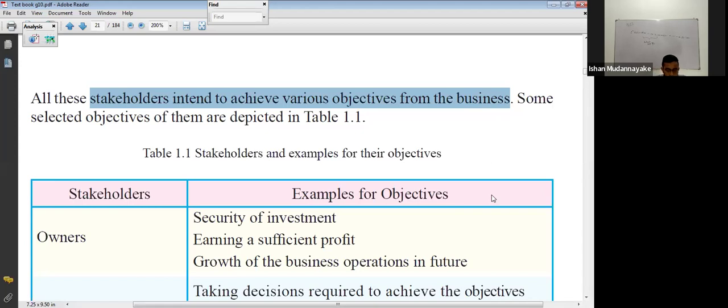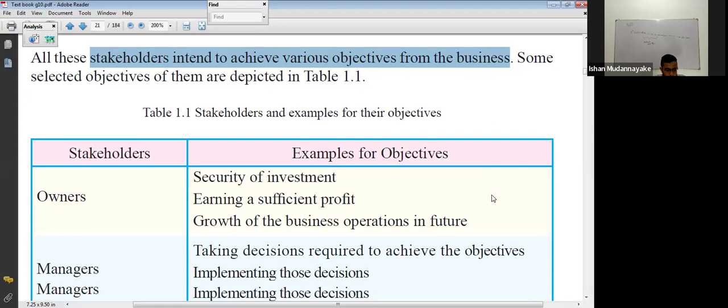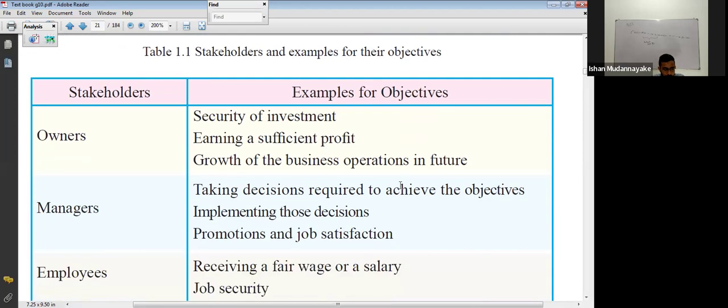I told you to highlight, and then go to the table here. Owners' expectation from the business organization. What are the expectations of owners from the business organization?